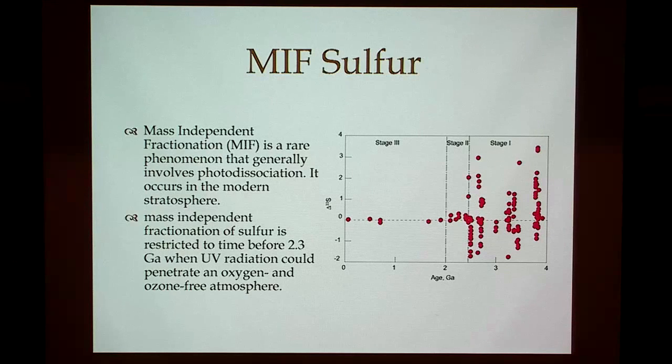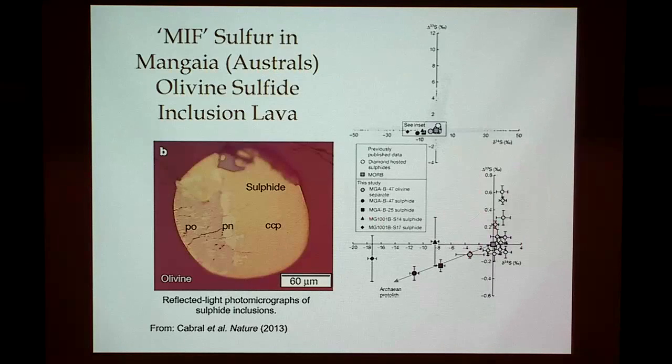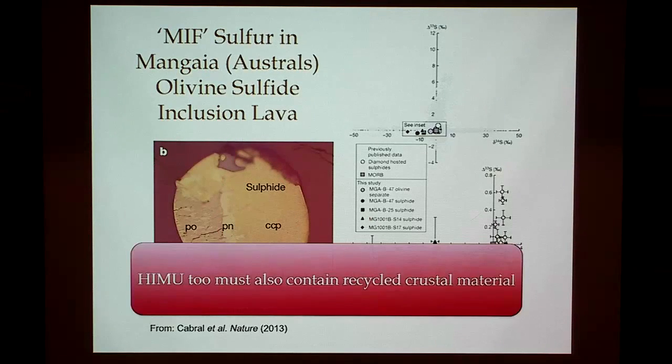It could photodissociate the sulfur in a way that led to this mass-independent fractionation. So there's a whole really interesting story there, but just what that means for us here, I think, is that in fact, this mass-independent fractionation means that this high mu also must contain a superficial component recycled back into the deep mantle. Okay, that's all I wanted to say. Any quick questions again on that?